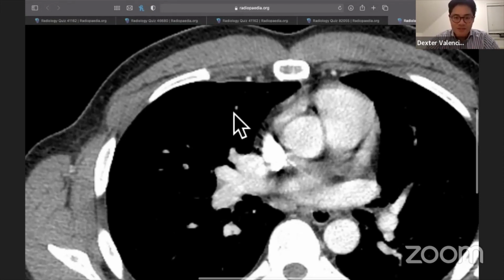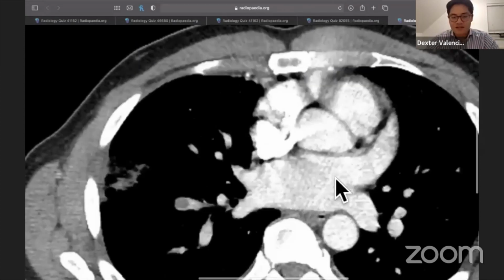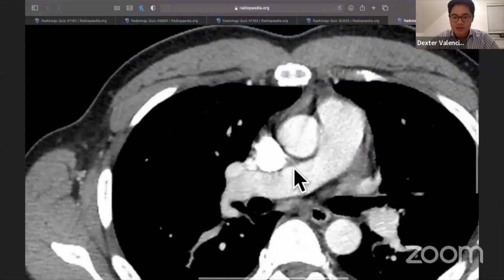And this can affect some of your imaging. This is something we call streak artifact, when you have really dense contrast here, and that can sometimes mess around with your vessels nearby when you're trying to look at PEs. So if we keep scrolling, let's follow this main pulmonary artery.